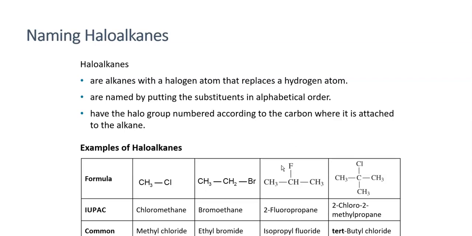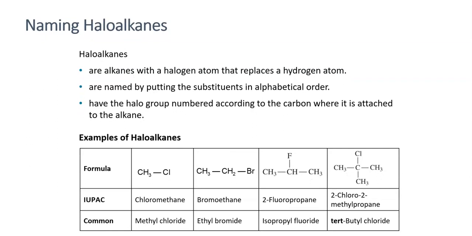Naming haloalkanes. These are the alkanes that contain halogen atoms attached to the carbon atoms. And again, we need to put the substituents in alphabetical order. This is very similar to what we did before. Some examples of haloalkanes are given here.